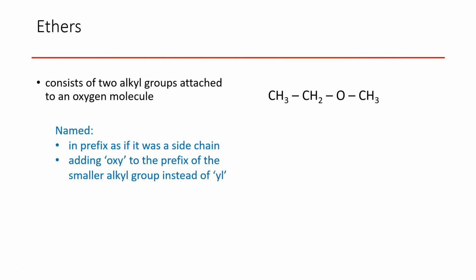Ethers are our next one, and we recognize ethers by having two carbon chains attached to one oxygen. And the longest carbon chain is my root. The shorter carbon chain would then be named in prefix, but because it's attached to an oxygen before the main chain, we name it with an oxy instead of the yl.